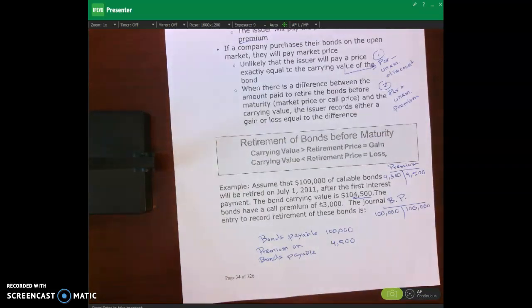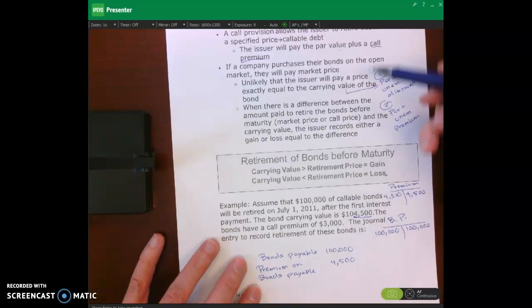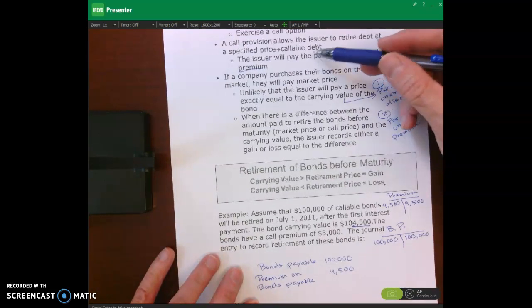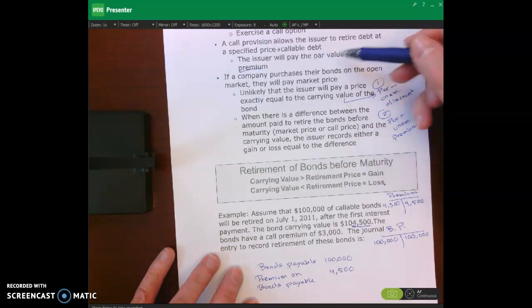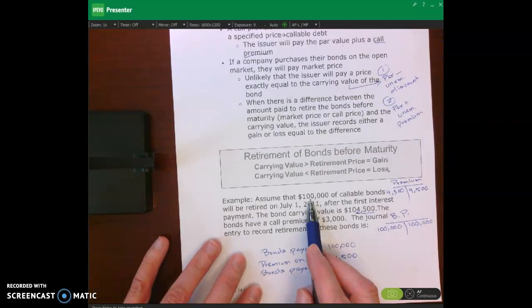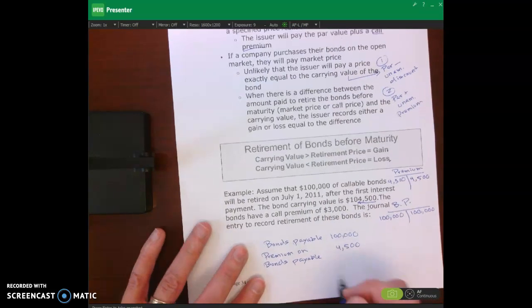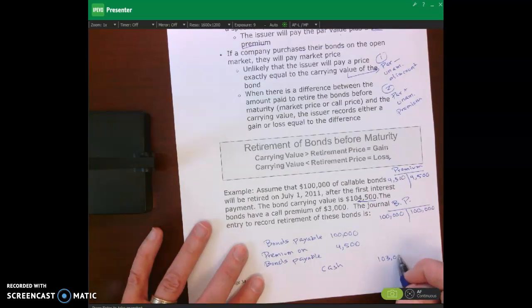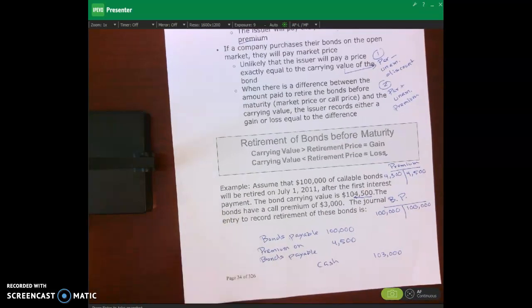And then I have to pay cash to retire these bonds. So I'm going to pay off these bonds earlier, and what I'm going to pay them off with is cash. How much cash do I have to pay? Well, remember, if we look up here, it has that call provision. That means the issuer is going to pay the par value plus the call premium. So we have to pay $103,000 cash.